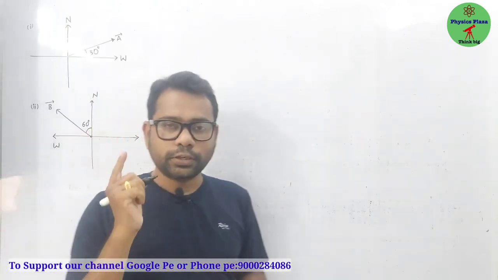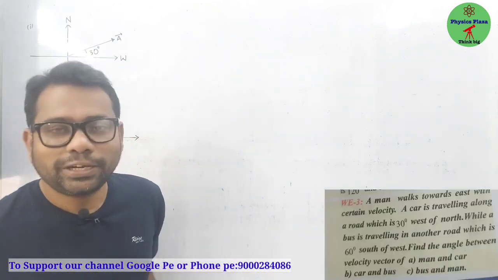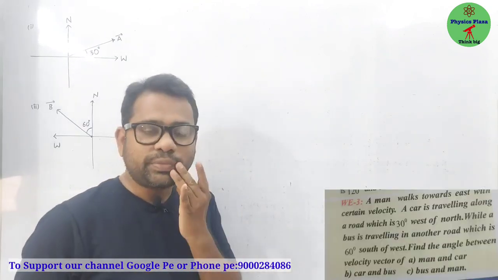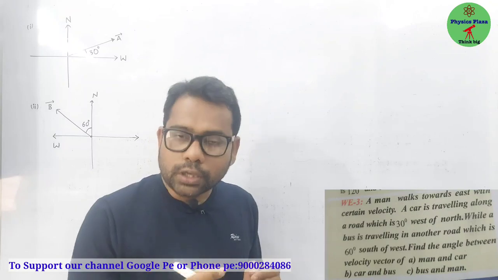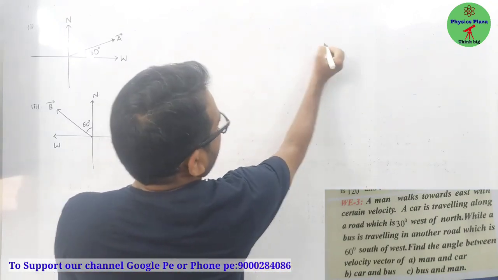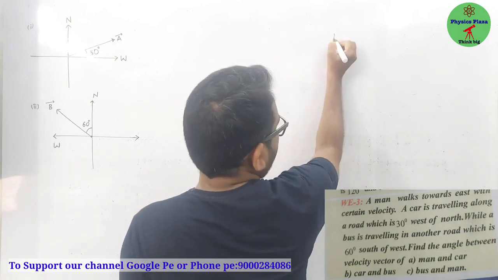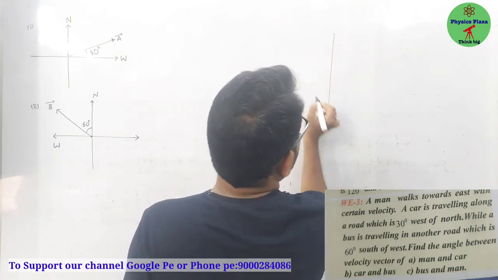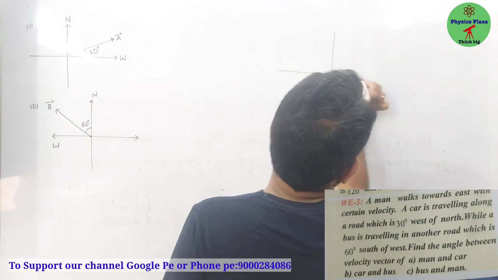Fine. So just you can see the question on the board, children. According to this question, it is given that a man walks towards east with a certain velocity. So first let us take the directions. Children, taking the directions is very important. After that only we are able to find the angles.